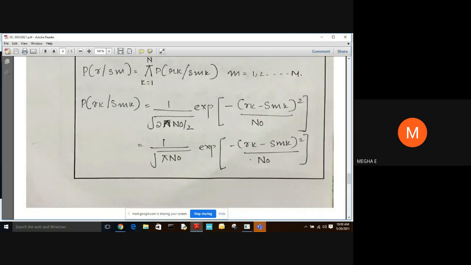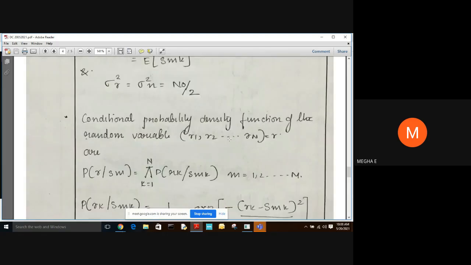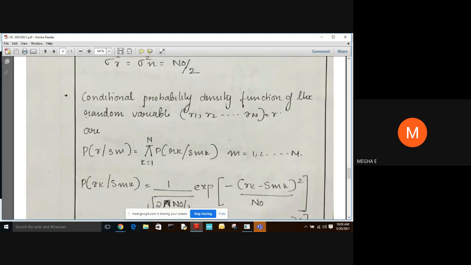For this we should know this function, that is probability of Rk given Smk, that is the received signal Rk given the transmitted signal Smk. So we find the probability of this P of Rk given Smk. It's nothing but this Rk minus Smk the whole square. It is the received signal of the kth correlator output Rk minus transmitted signal Smk divided by n0, and here this is the variance term n0 by 2. This 2 and this 2 get cancelled, so it becomes 1 by under root pi into n0. So this is the probability density function of the random variable.